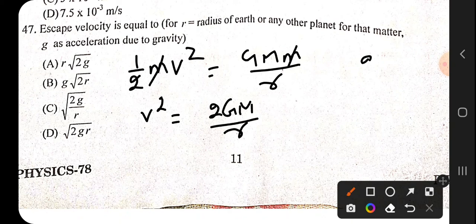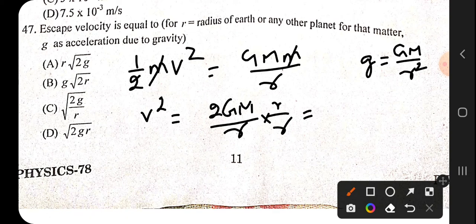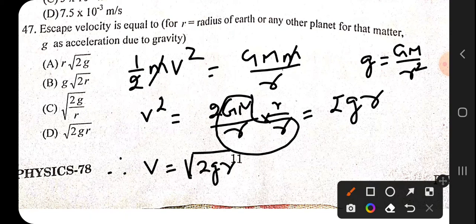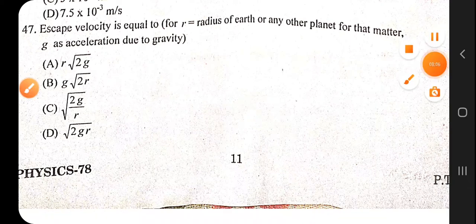We know that the value of small g, the acceleration due to gravity, is equal to GM upon r squared. So multiplying and dividing by r, I will get 2 times GM by r squared, which is equal to small g, and this is the radius r. Therefore, velocity v equals root over of 2 g r. So here option number D will be the correct answer.